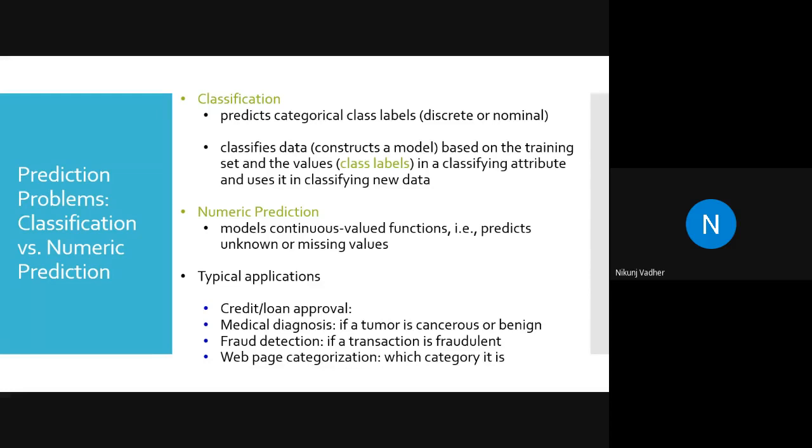But later on, we can convert that number to a label. If the score is in this range, then we can say A credit; if it is in this range, B, C, D. So later on we can assign it a label. Where can we use it? Credit or loan approval.